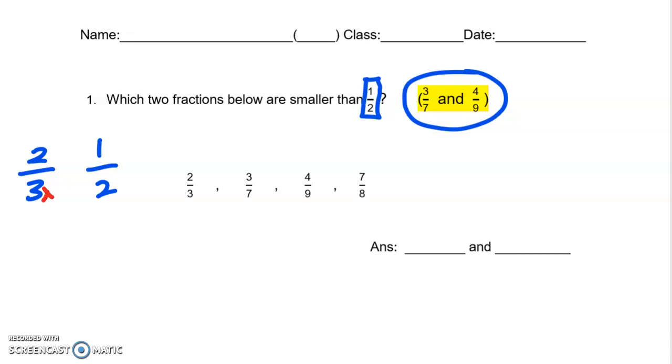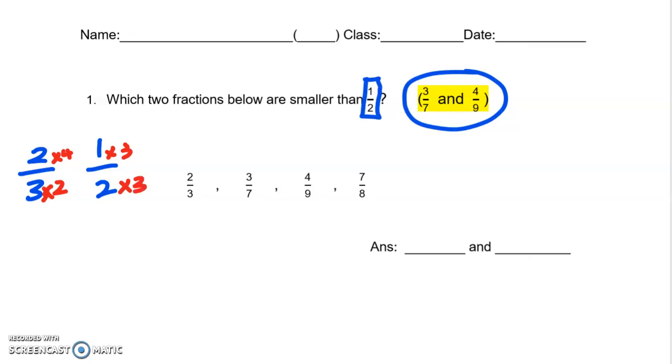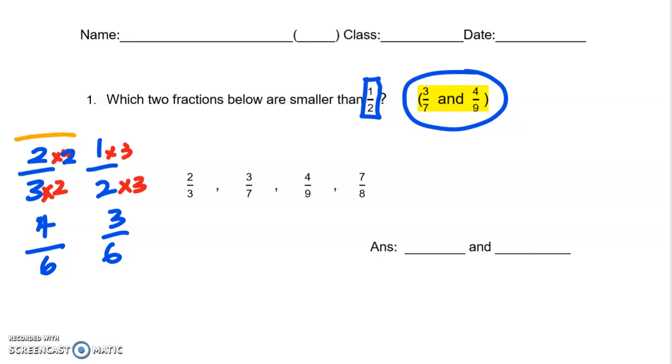So we'll make the denominator the same to make it like fractions. Okay, so that will work out to, this is 2, that will be 4 out of 6 and 3 out of 6. So clearly we can see that 2/3, or 4 out of 6, is greater. Okay, so this is greater. So this is not smaller than half.